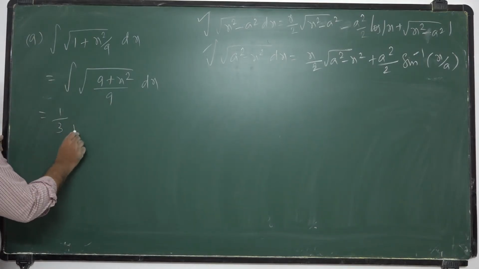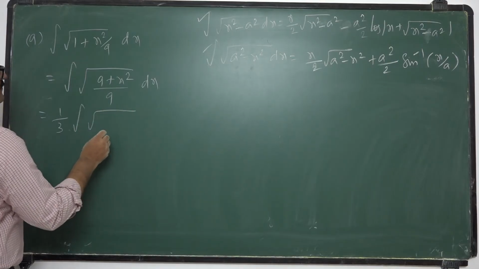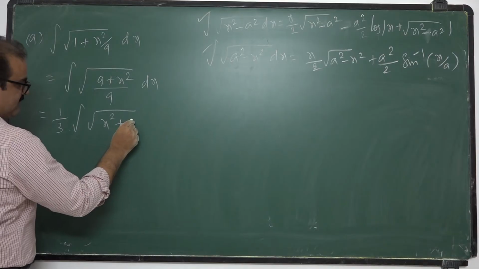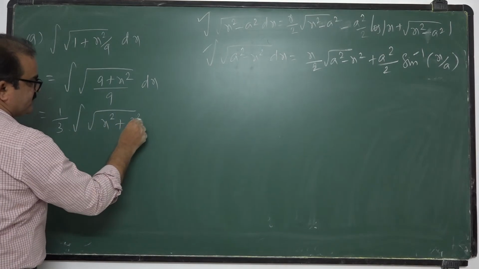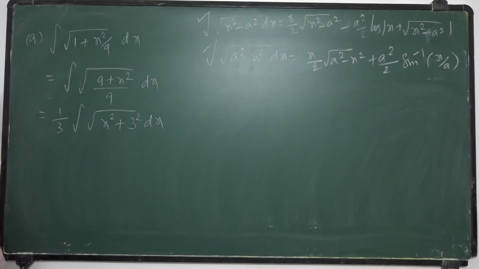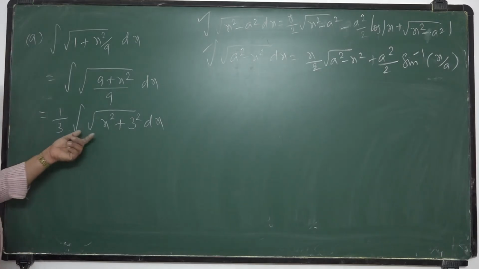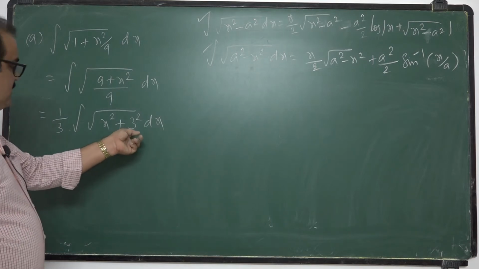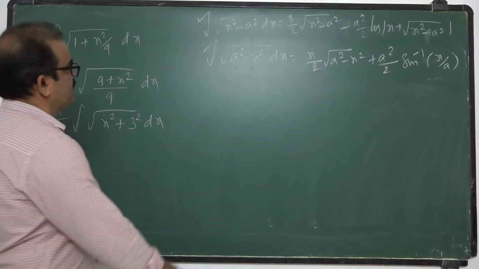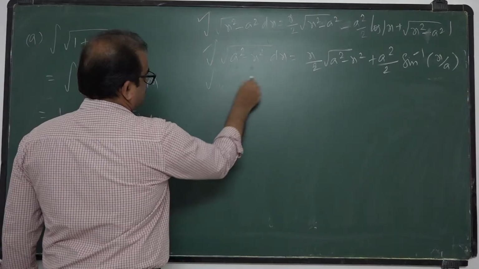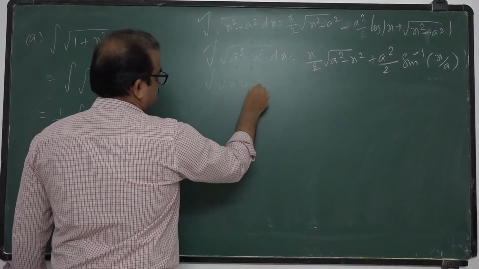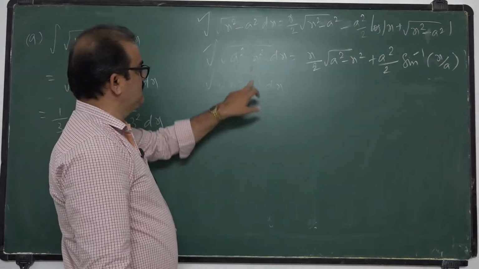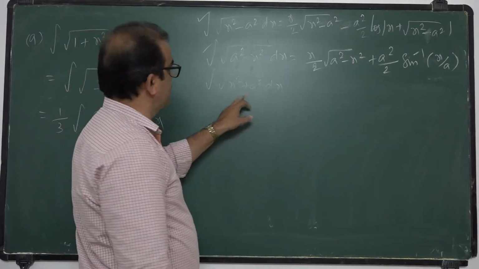1/3 into integral of root of x square plus 9, taken as 3 square, into dx. Now it is in the form of integral root x square plus a square. Integral root of x square plus a square. This formula and the other formula are the same, they differ only in sign.